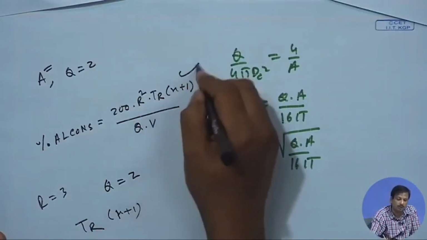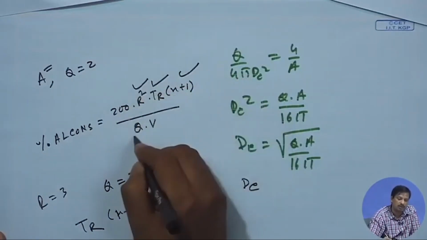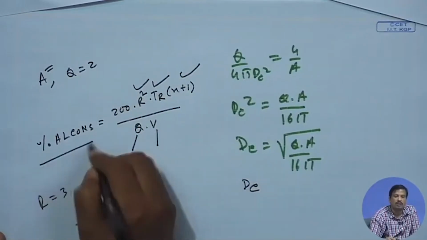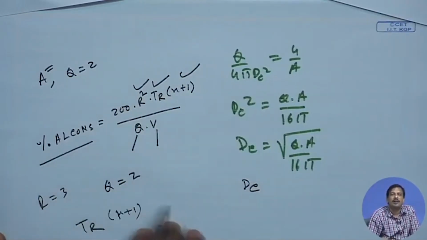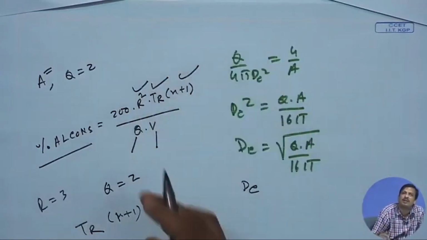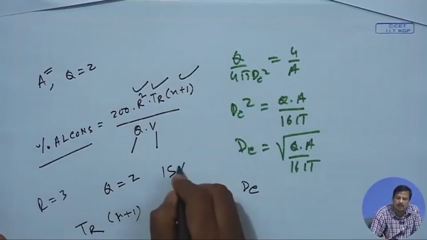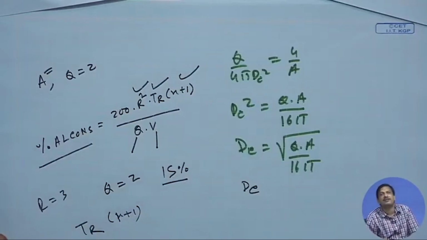So, I know this factor, I know this, I know this, I know Q, I know volume. So, I can calculate the percentage Alcons. And if I comment on your percentage Alcons, if it is above 15%, I can say this is not a good room for speech intelligibility. Okay. I can calculate the percentage Alcons.